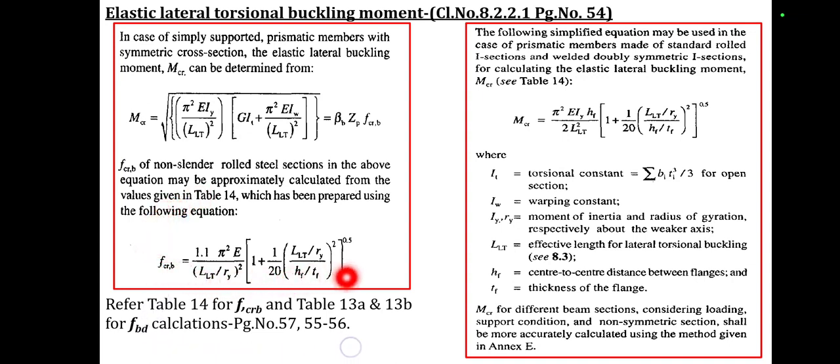We can either calculate fcrb by interpolation or directly calculate fcrb by using this formula. I have highlighted the formula in the slide. We may refer to table number 14 for fcrb, but before referring to table number 14, we need to calculate fbd from table number 13A and 13B, which are on page numbers 55 and 56 respectively. Dear students, we have two different methods to calculate this fcrb: directly by using the formula, or by the interpolation method.